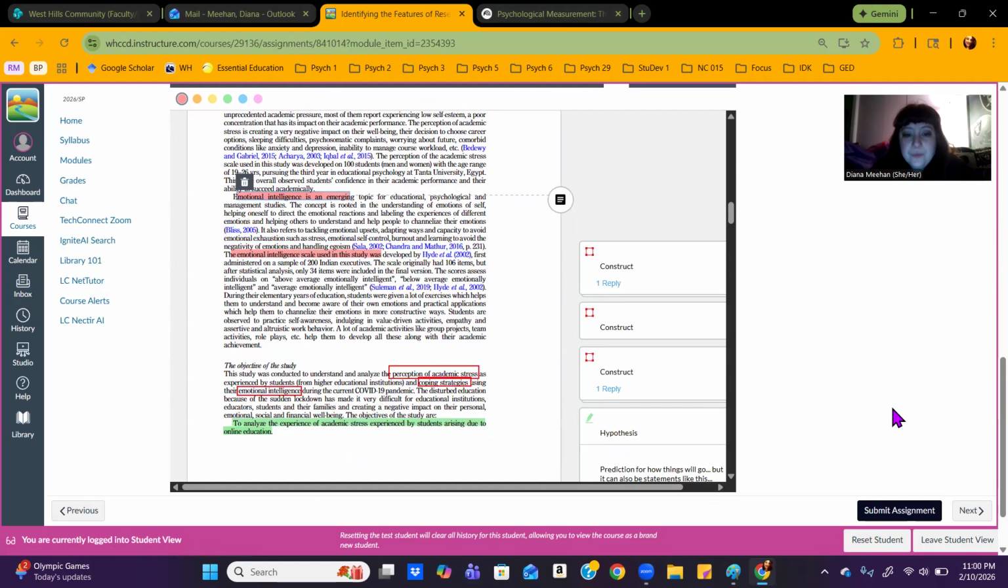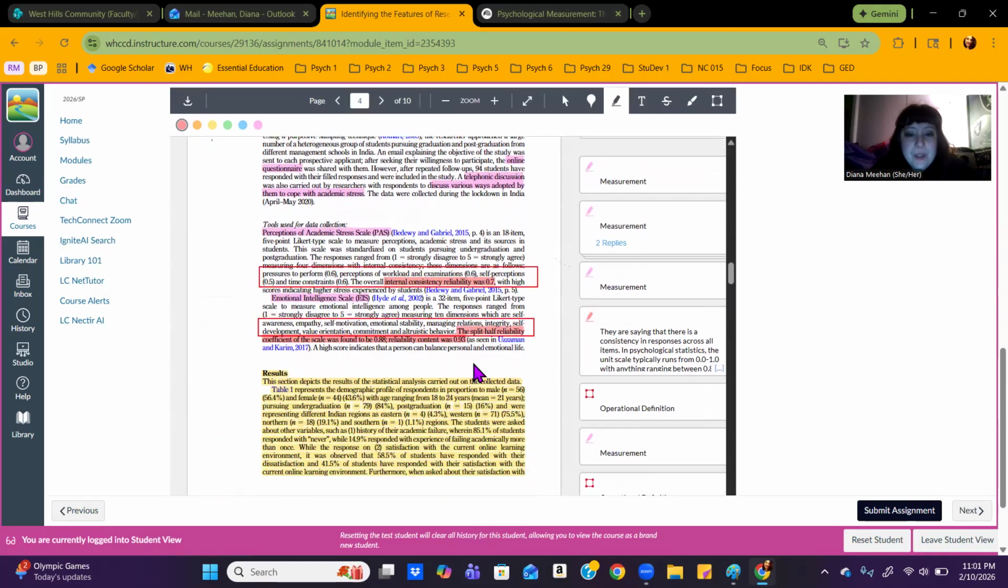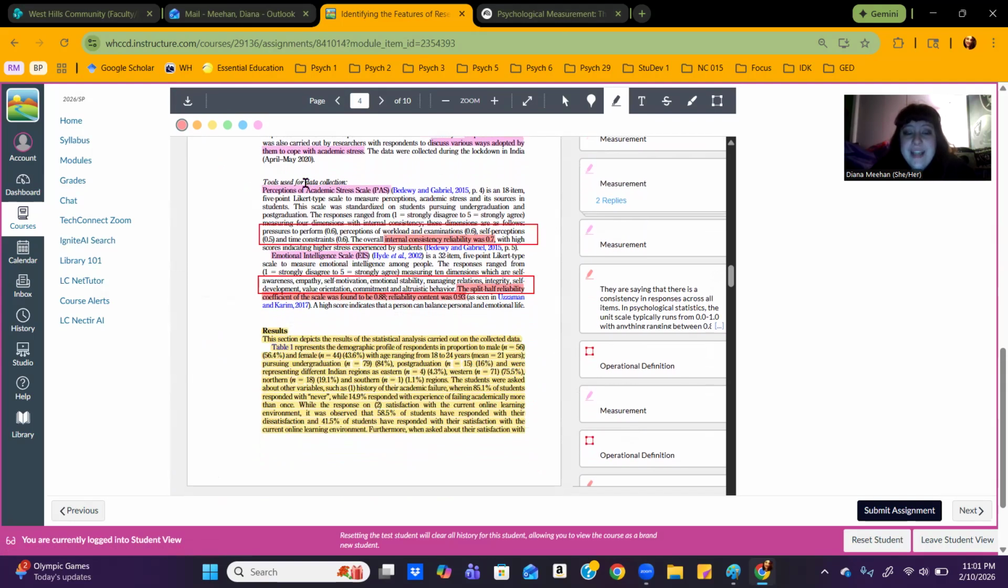But if you go deeper into the study, so bear with me, okay? We're going to go deeper, deeper, deeper into the tools used for data collection. They actually give you what the questionnaires are using to measure academic stress and emotional intelligence. So they're measuring pressures to perform. They're measuring perceptions of workload and examinations. They're measuring self perceptions and time constraints and things like that. And you can use those in your operational definition as well.